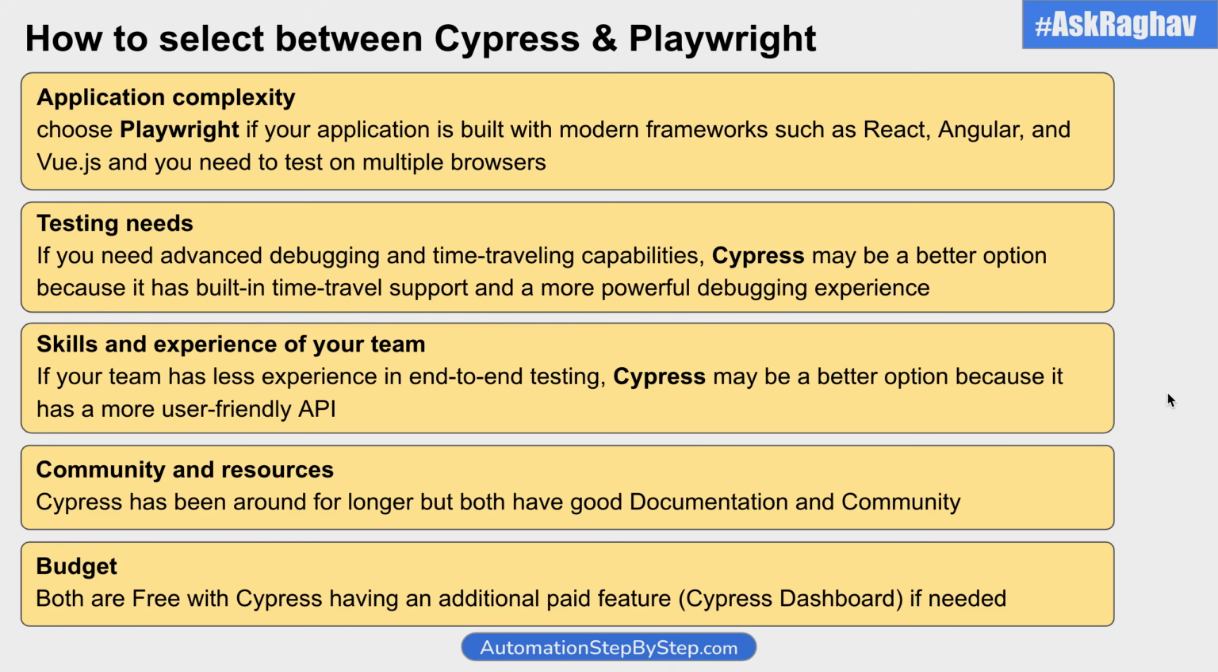And then if you go by your budget, then both Cypress and Playwright are free. Cypress has an extra feature, that is Cypress dashboard, and that is optional. If you want to take it, you can pay and take it. Otherwise, Cypress is still free. So you can try both of them and then decide.